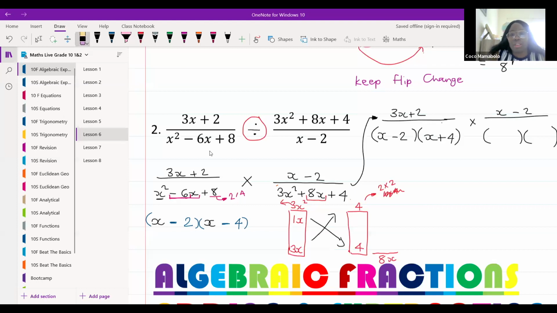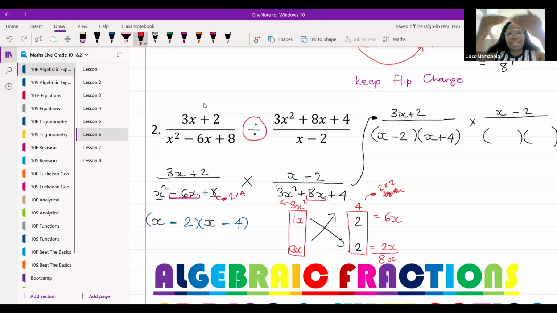Maybe let's try 2 and 2. We're going to put a 2 here and a 2 there. Now let's cross multiply. 1x times 2 will give me 2x. And 3x times 2 will give me 6x. Aha, there we go. That's what I'm looking for.